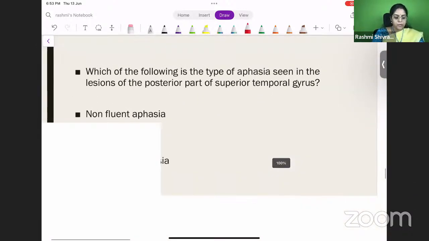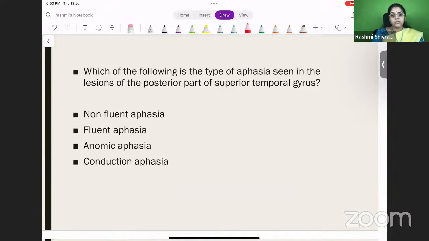Which of the following is the type of aphasia seen in the lesions of the posterior part of superior temporal gyrus? The question is a bit twisted. You have to find out whether it is a Broca's aphasia or a Wernicke's aphasia, or what other kinds of aphasia. It's actually an easier question, but they're playing with the words. Is it a non-fluent aphasia, a fluent aphasia, anomic aphasia, or conduction aphasia? Can any one of you answer this question?